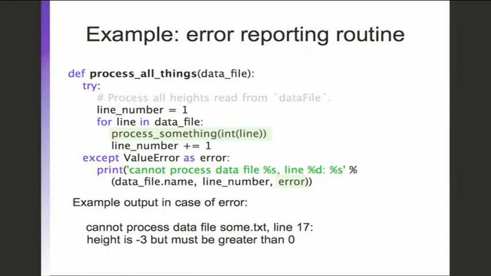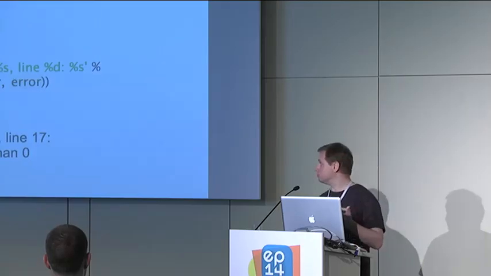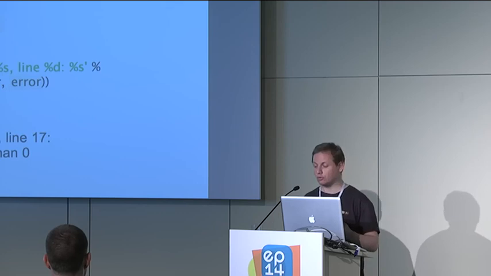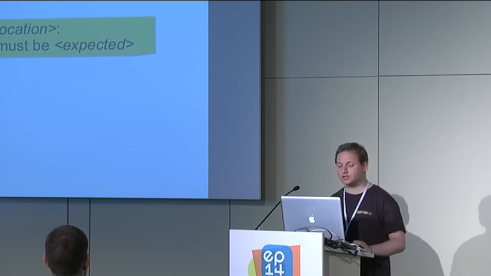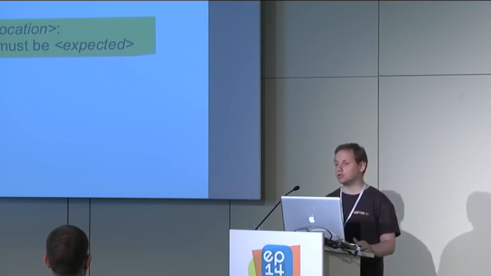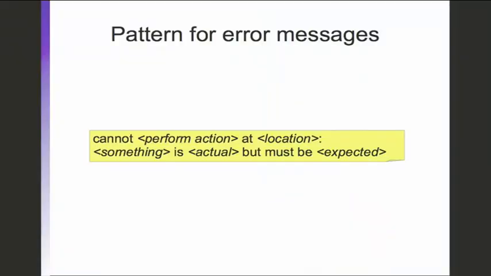If there is an exception, it writes an error message which says cannot process data in file, and the file name, line, and the line number, and the actual error message it got in the value error. And in summary, the output of this, in case of error, would be cannot process data file, some text, line 17, height is -3, but must be greater than 0. And basically, you get all this for free from your code you already wrote. So in summary, a pattern for error messages is cannot perform an action at a certain location, something is actual, but must be expected. And you should have all of this available in your code.